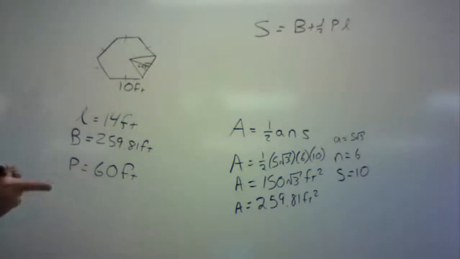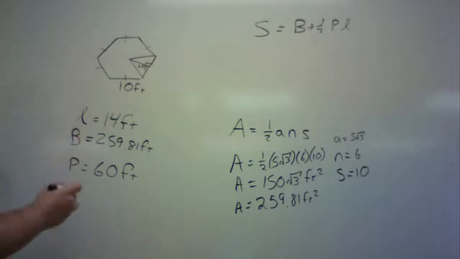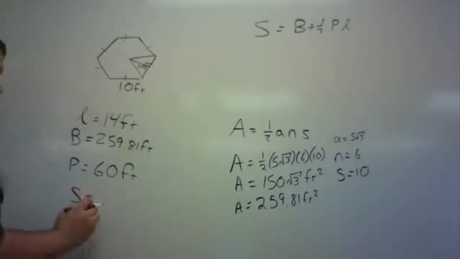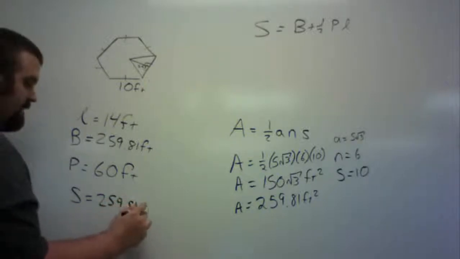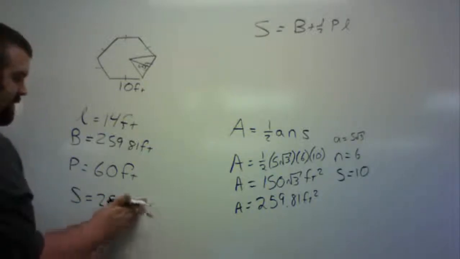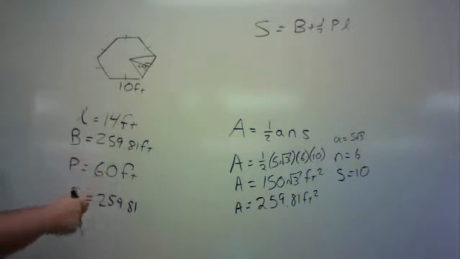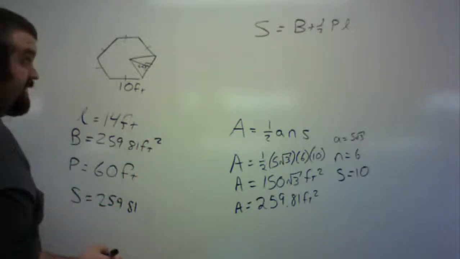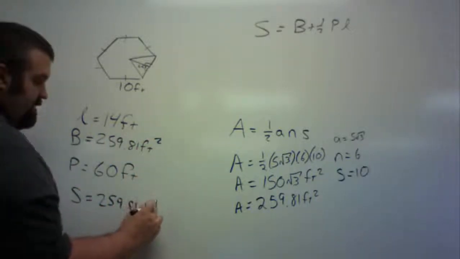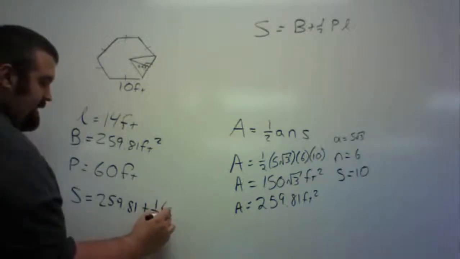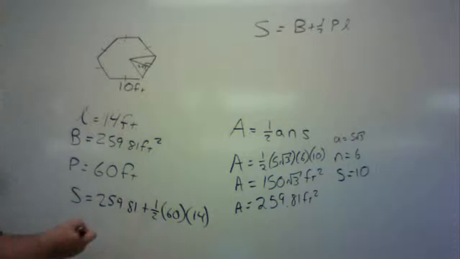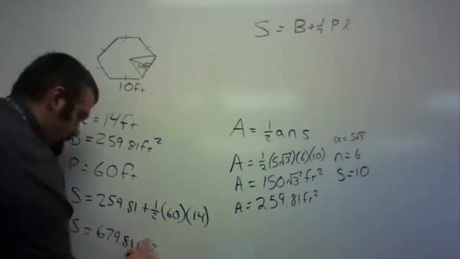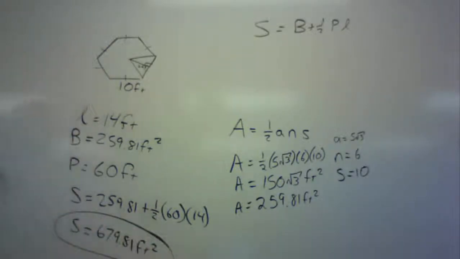So wait, I now have my perimeter. I now have my base area. I now have my slant height. Plug it in. Surface area equals 259.81 feet. Let's worry about the units at the end. They're all in feet, so we should be good to go. Or feet squared, I should say. Plus 1/2 times 60 times 14. Add that together and solve. And if you add correctly, that's what you should get.